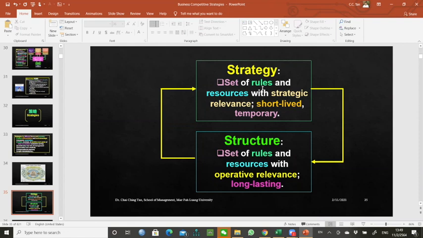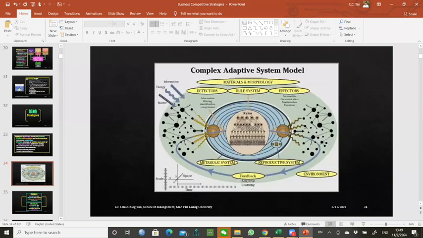And that operative relevance doesn't mean it's not strategic. It is operative. Depending on the strategy, the operative will be used in an adaptable, different way. And strategy and structures, therefore, are the mechanism, right?